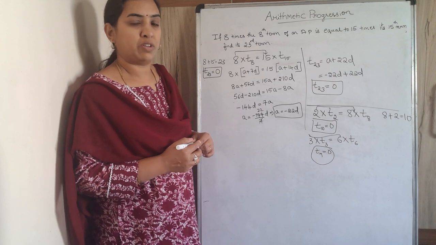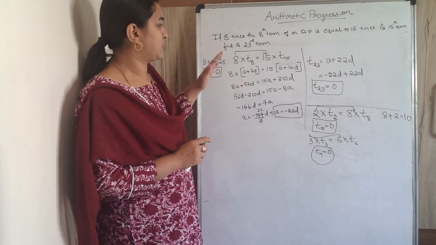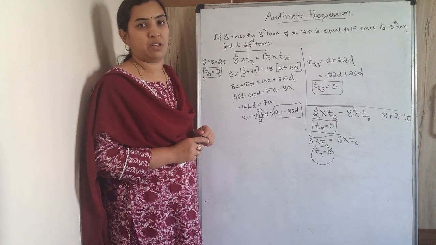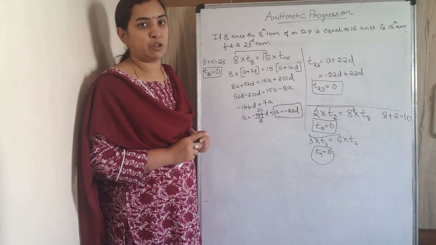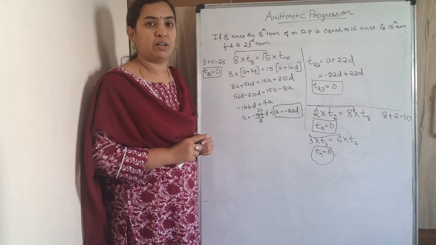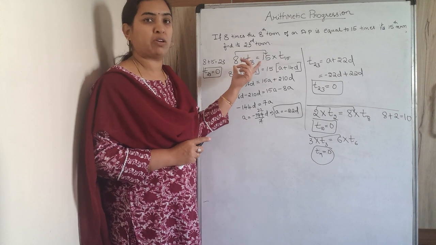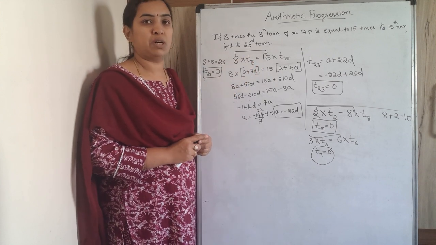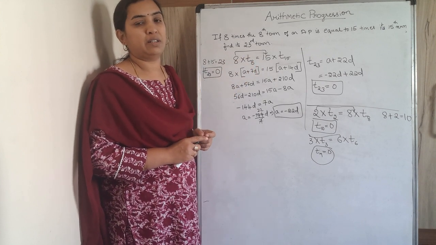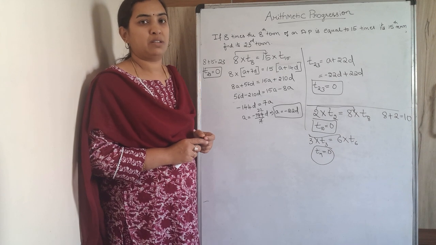If they ask you to solve the problem, please solve this problem and show the steps. If at all it is asked for MCQ, we can directly write the 23rd term or whatever. Whatever the value you get by adding these two numbers, you can directly write that term value as 0.